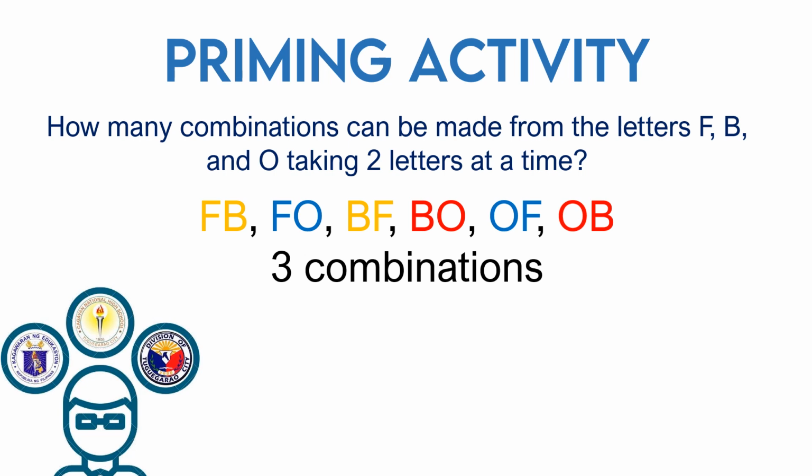FO and OF are two different permutations as well, but they would just speak of one combination because we are referring to the same letters regardless of their order. And then BO and OB are two different permutations, but they are the same combination. So since FB and BF are the same, FO and OF are the same, and BO and OB are the same, then we have just three combinations here.